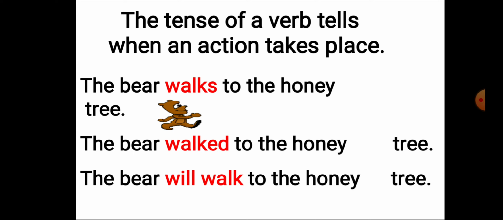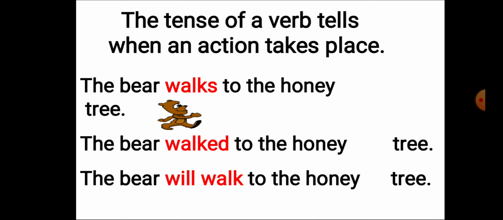The bear walks to the honey tree. In this sentence, walks refers that the action is performed in the present. The second one is the bear walked to the honey tree. In the second sentence, we add ed to the verb, which means that the work has been over or completed. It means this sentence is in past tense.